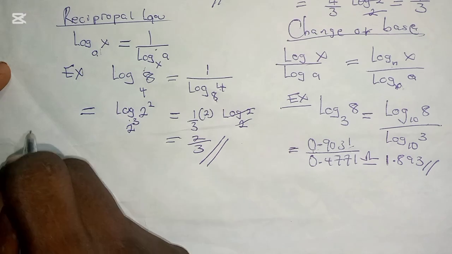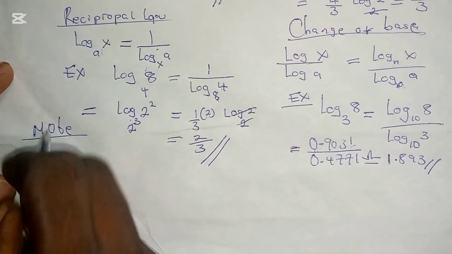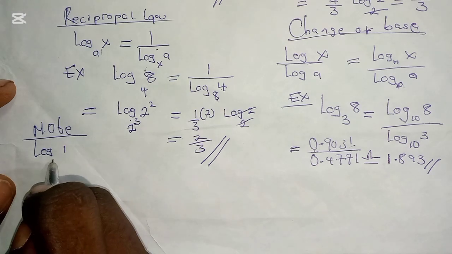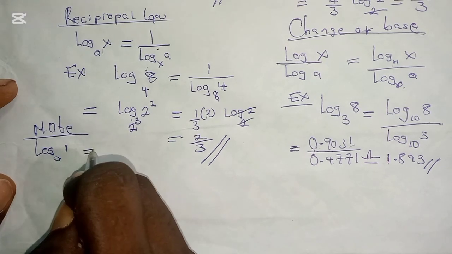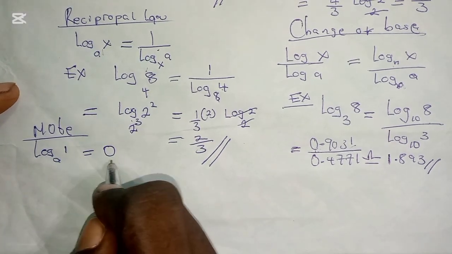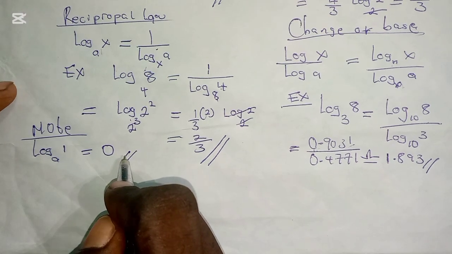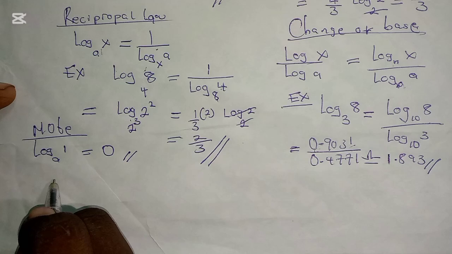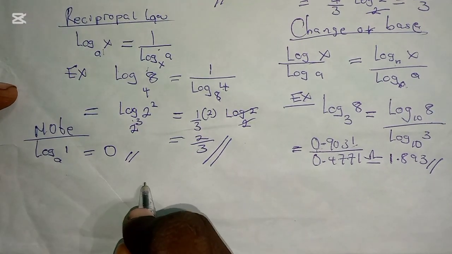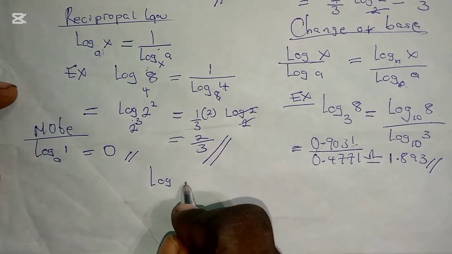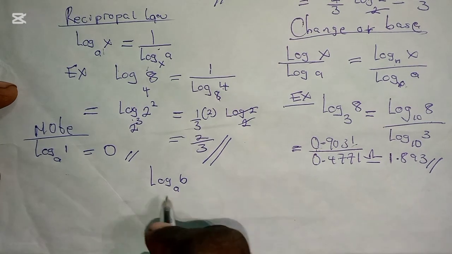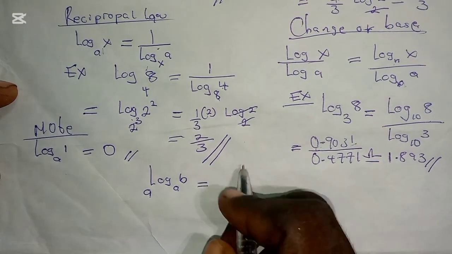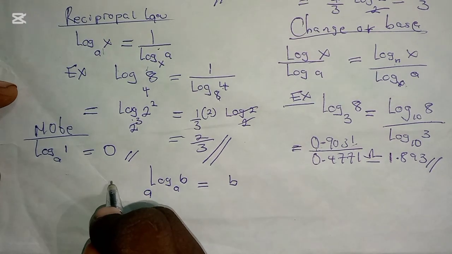Now I want you to know this: when you have log of 1 with any base, whether base 10, base 4, any base, this is equal to 0. Just know this. So this is one of the properties. You can try it yourself. And also another property to recall is, for instance, you have log b with the base a, and this is also raised to the power of a. This is equal to b. This is another property to recall.